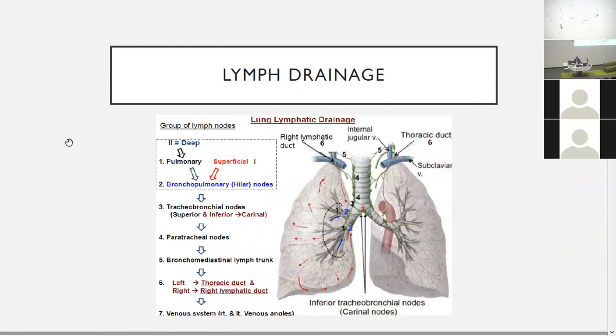And then lymph drainage, which is quite simpler to go through. You have your deep lymph nodes, which go onto your pulmonary lymph nodes and then come together with the superficial to drain into your bronchopulmonary hilar nodes, which are around here. Then they go onto the tracheobronchial and paratracheal nodes, then the bronchomediastinal lymph trunk. The left goes onto the thoracic duct, the right goes onto the right lymphatic duct, which all drain into your venous system. Does that make sense? That's how a lung cancer could potentially spread to the rest of the body. But most cancers go to the lung because it receives all the blood from the heart.